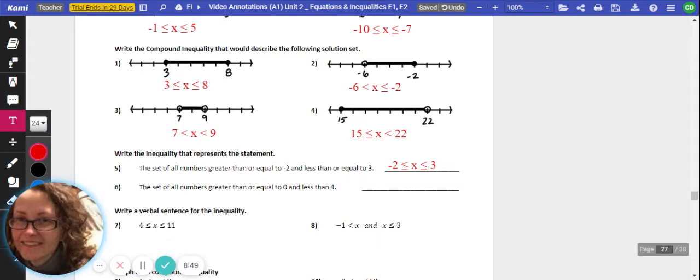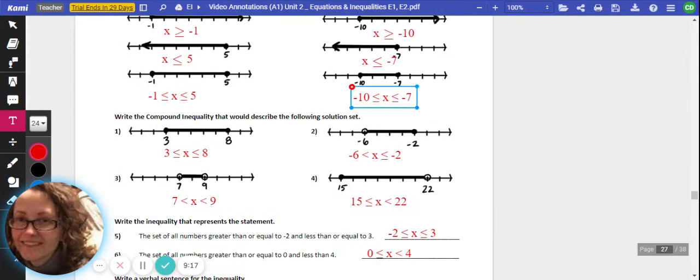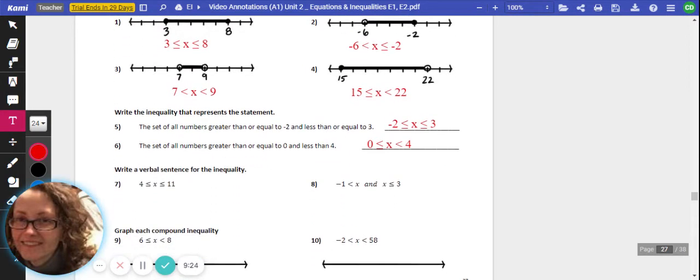I want you to go ahead and try question number 6 on your own, and I will show you the answer here shortly. Again, we have x is greater than or equal to 0, and x is less than 4, reading from my variable. It's really important that we get in the habit of thinking about this as reading from my variable, both for inequalities that are a little bit simpler and are more complex inequalities.